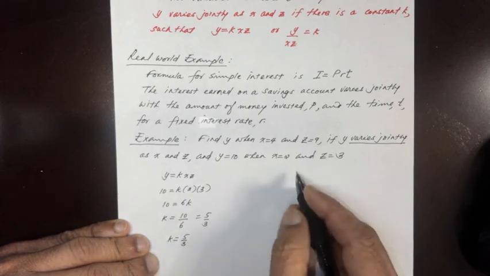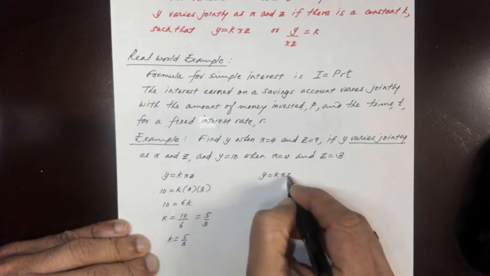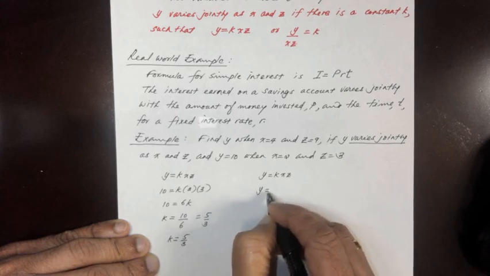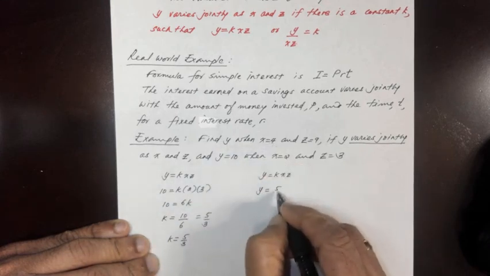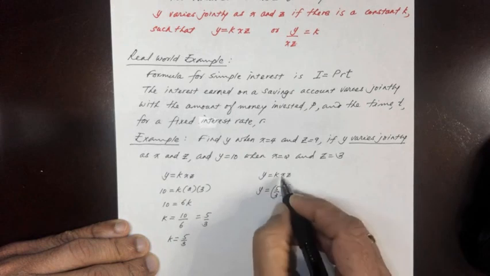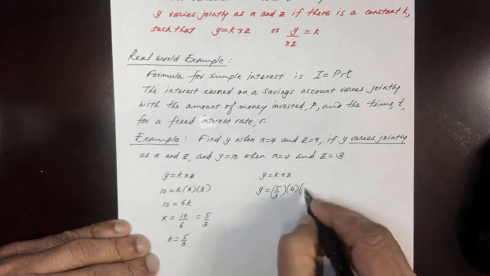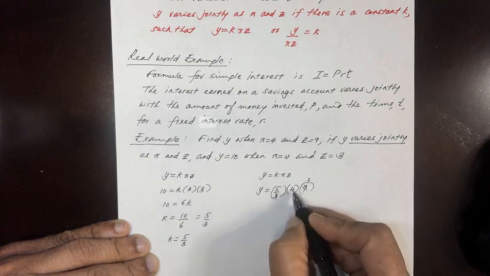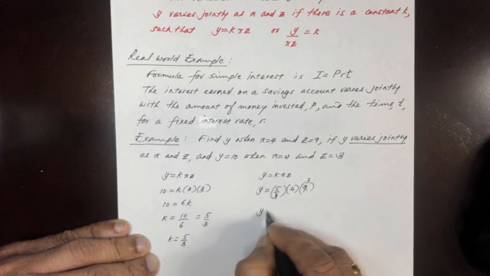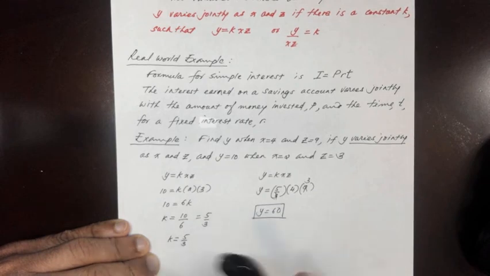Now we know y is equal to k times x times z, and we are trying to find y when x is equal to 4. We know already k is 5/3, x is 4, and z is 9. Let's do the math. 3 goes in 9 3 times. 3 times 4, 12. 12 times 5 is 60. So y is equal to 60. So that was an example of joint variation.